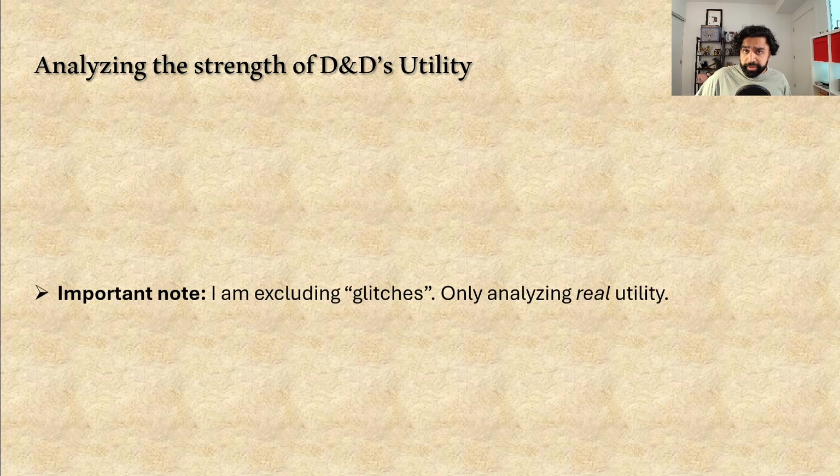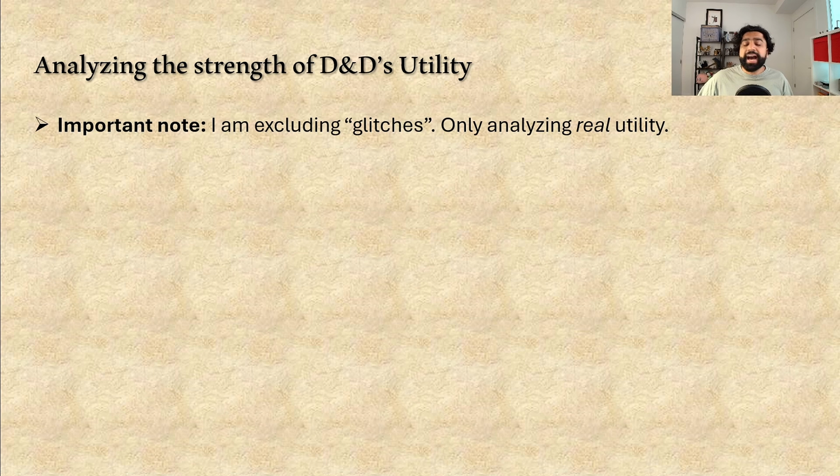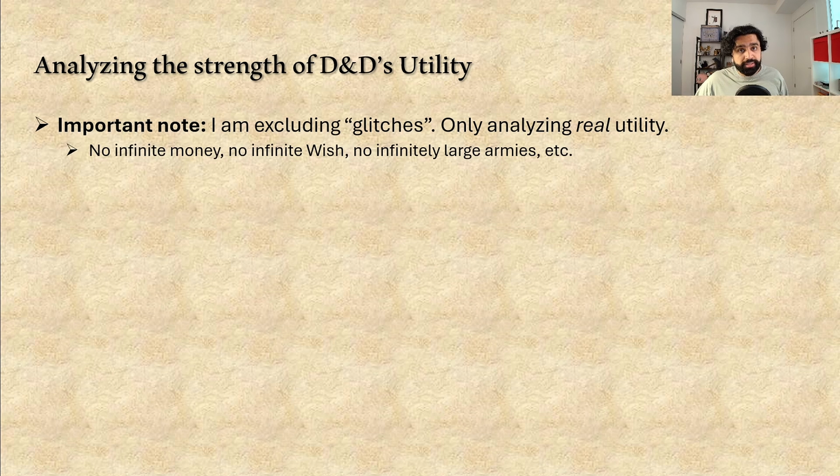A very important note here, though: I am excluding any spell that is a glitch in terms of what it does for utility. I am only analyzing real utility spells that a real living, breathing human GM is ever going to allow you to do. This means no infinite money glitches, no using something like shape change to loop into infinite wish like D&D 5.5e allows you to do, no creating infinitely large armies with true polymorph like D&D 5e allows you to do.